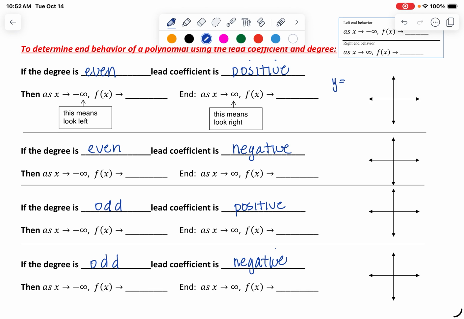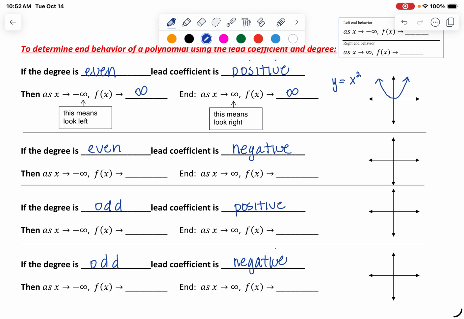And then an even degree, let's do 2. So y equals 1x squared, or just y equals x squared. We know what that looks like. It's a parabola facing upward. So if we fill in this, as x approaches negative infinity, as you look left, you see that there's an arrow pointing upward, so our function is approaching positive infinity. And this one says as x approaches positive infinity, which means look right, what's happening to the function? Upward arrow again, so positive infinity.